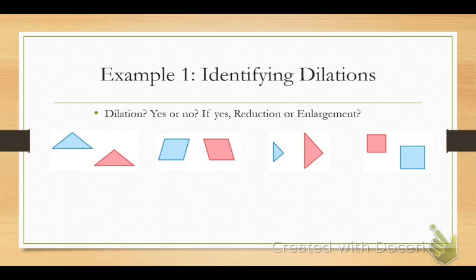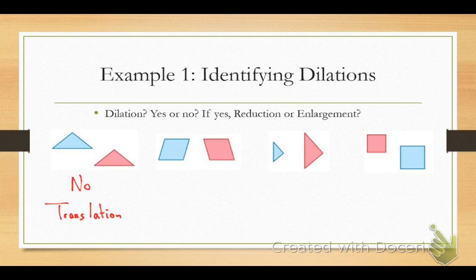Okay, so in example 1, it's just real easy, okay? We're identifying dilations between the two figures. Are they changing size? Yes or no? Okay, so on the first one, my triangles from red to blue, are they dilating? Nope. What is it? Translation. So we say no, not a dilation because it's a translation.